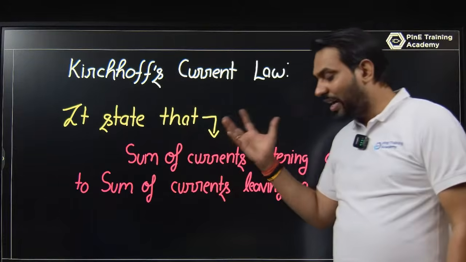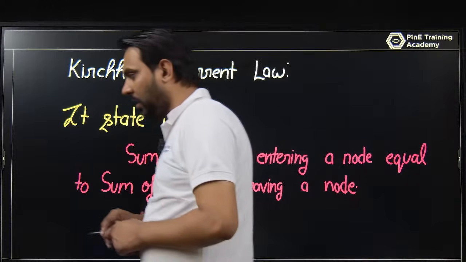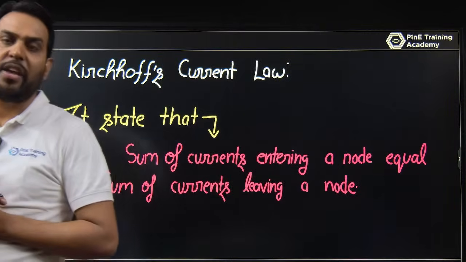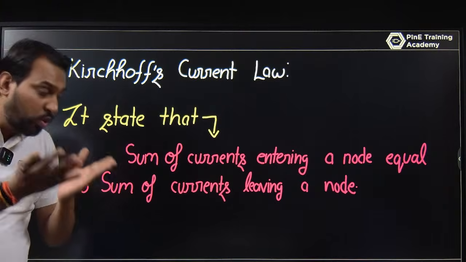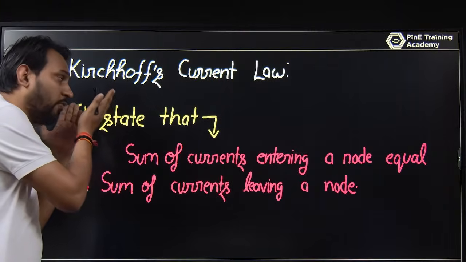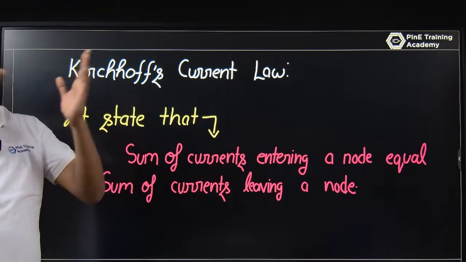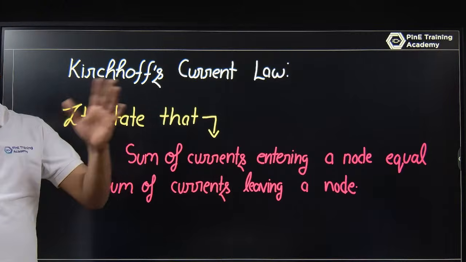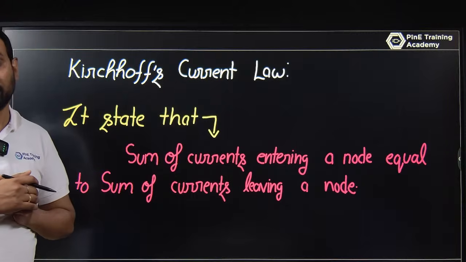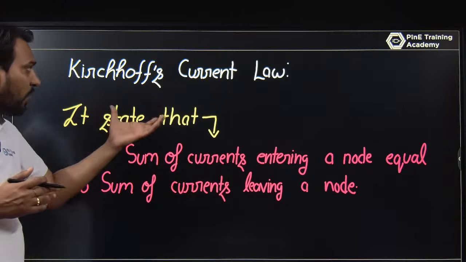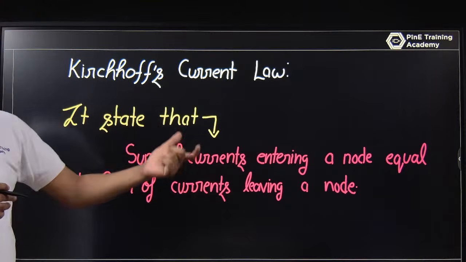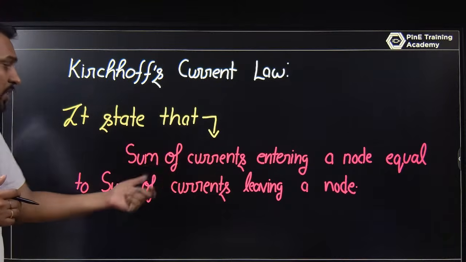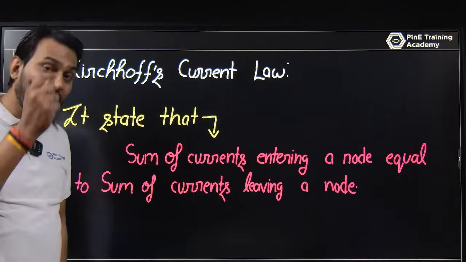Now I am going to Kirchhoff's current law. Kirchhoff's current law is very, very important. If you know Ohm's law, you can use it with the help of Kirchhoff's current law. Using Ohm's law, you can determine the current and voltage through any branch. So what does Kirchhoff's current law say? Kirchhoff's current law states that the sum of current entering a node is equal to the sum of current leaving a node. What is the meaning of node?